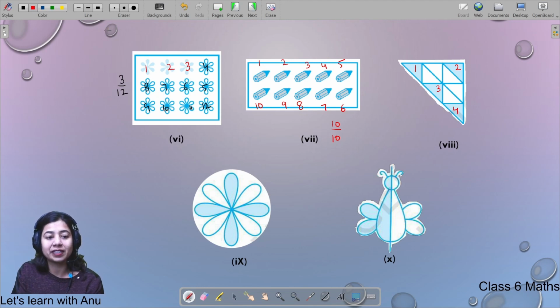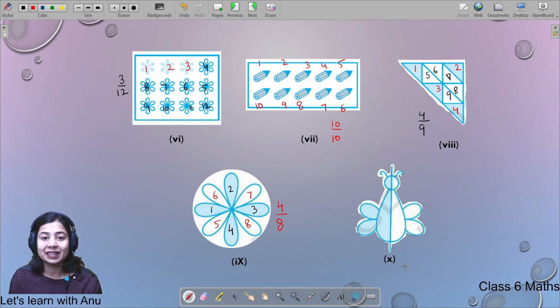4 are shaded and total are 5, 6, 7, 8, 9. Right? So fraction will be 4 by 9. Right? Moving to ninth part, 1, 2, 3 and 4. So 4 are shaded. Total are 5, 6, 7 and 8. So fraction becomes 4 by 8.